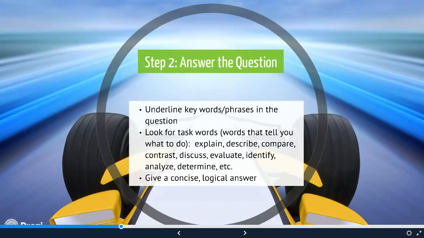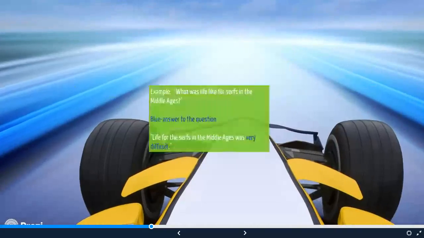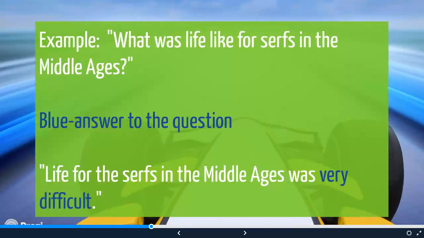Step two is answer the question. Underline keywords and phrases in the question. Look for task words, words that tell you what to do: explain, describe, compare, contrast, discuss, evaluate. Those will help you to answer it. The question asks us, what was life like for serfs in the Middle Ages? From our first step, we say life for the serfs in the Middle Ages was, and then in step two, answer the question: very difficult.